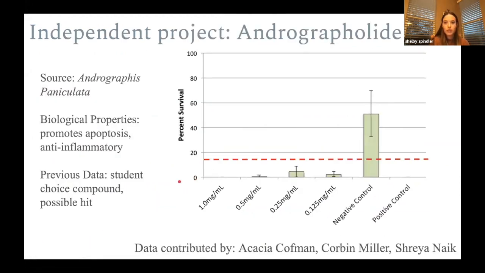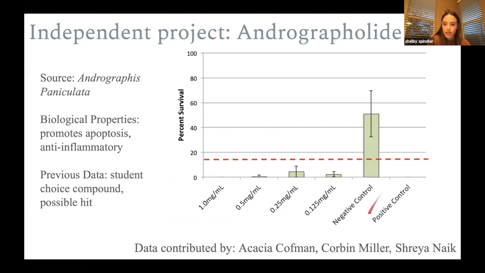So one really cool one was Androgylide. This was from Acacia, Corbin, and Shreya. So this is from the Andrographis paniculata plant that's native to India. Research has found that it promotes apoptosis, which we know is cell death. That would be great. And they got this from a student choice in a previous semester.